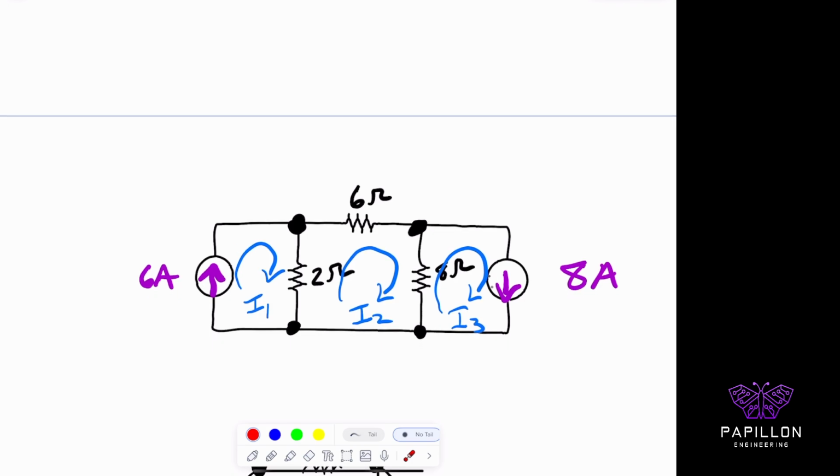Let's take a look at that. It's pretty important, so let me say it one more time. I always start in the bottom left-hand corner. I go up, right? And it's going the same clockwise direction. If I continue this cycle, that means I have a positive 6 amps.